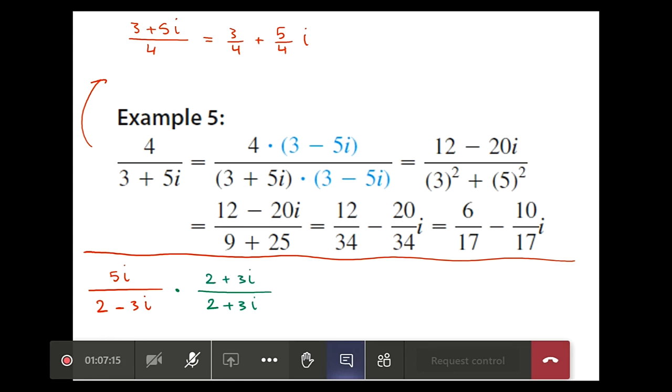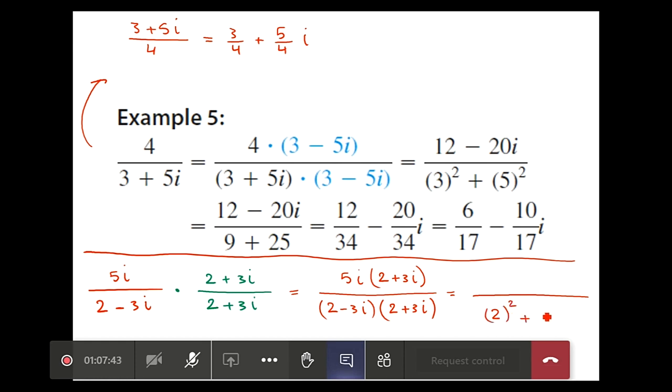Okay, now continue. This equals 5i multiplied by 2 plus 3i over 2 minus 3i multiplied by 2 plus 3i. This equals what? In the denominator directly, the first square plus the second square. Okay, like this.